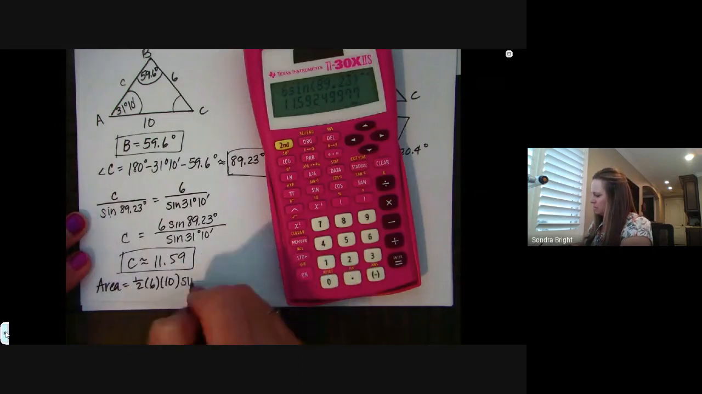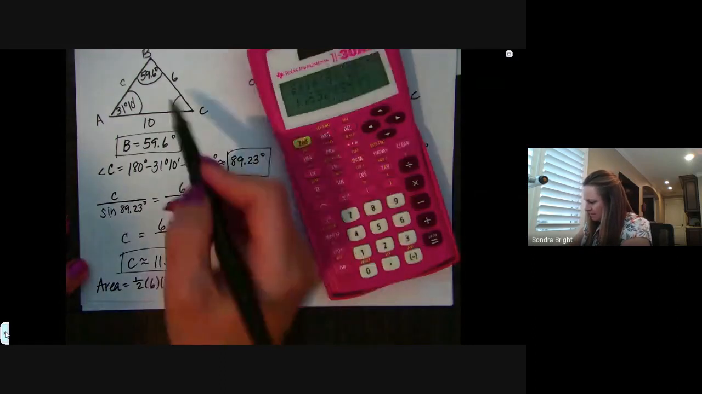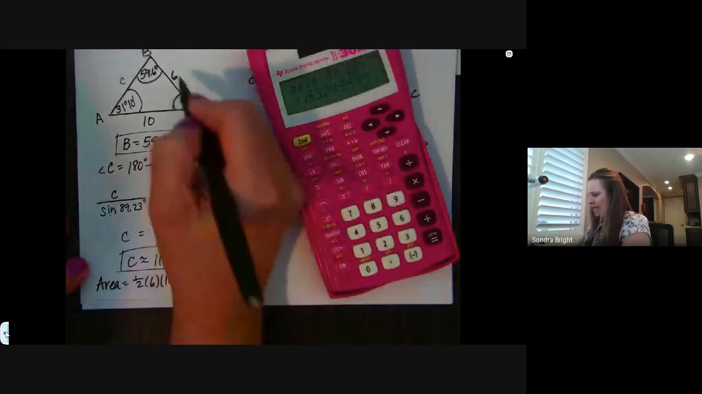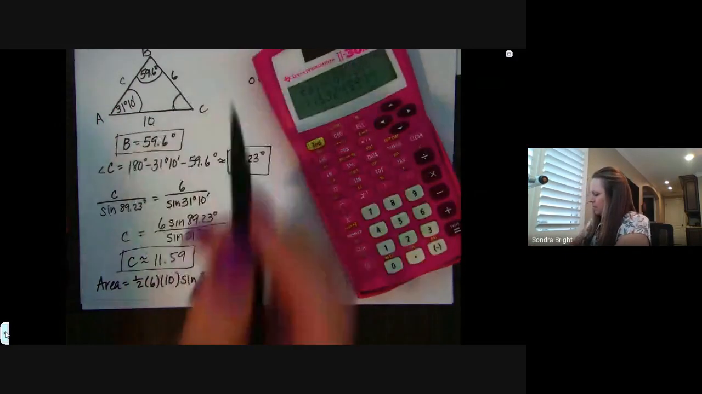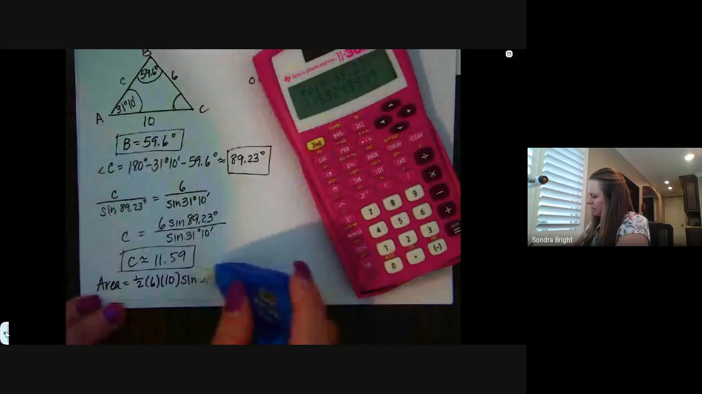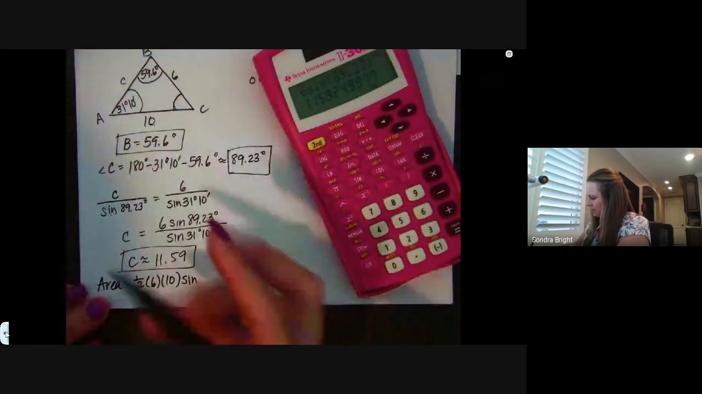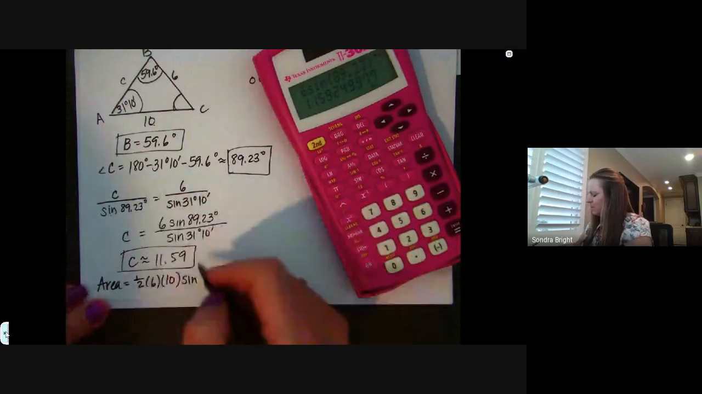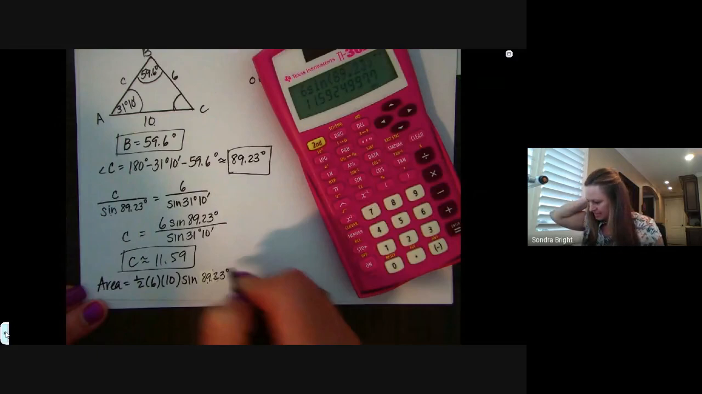Area of this triangle will be 1/2 times 6 times 10 times the sine of 31. Nope. Times sine of angle C. We have A and B, and then angle C. So not the 31. We need sine of angle C, which was 89.23. On here, you had to round somewhere. So I chose that one.